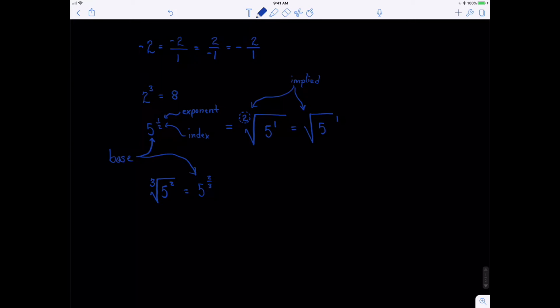Now let's try another example and see how you can actually use these to calculate. So let's take the cubed root of 64. Well, if we write this using radical notation, this is the same as 64 raised to the 1/3 power, because remember, there's always an implied 1 in the exponent for any number.